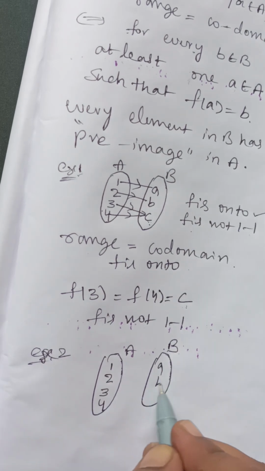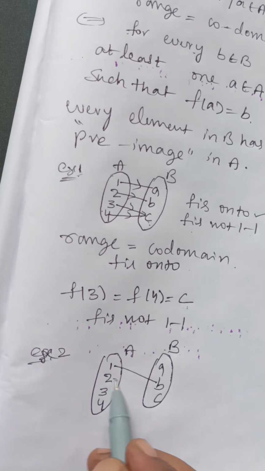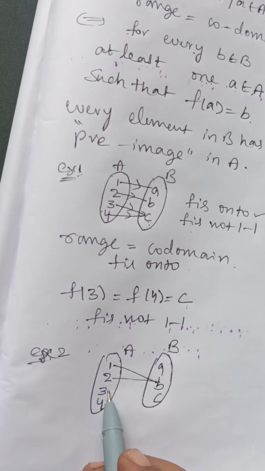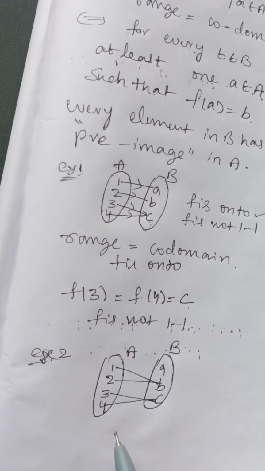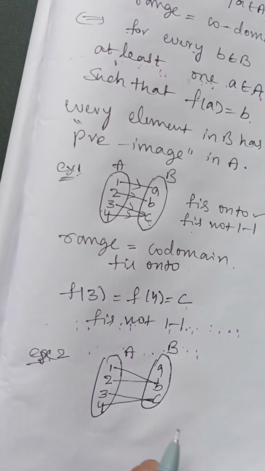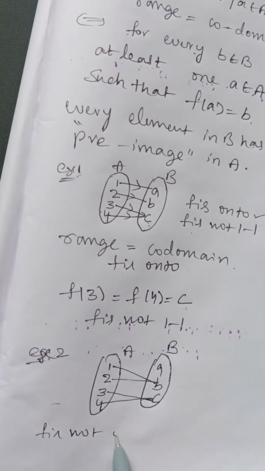Take two sets A and B. You take the same 1 2 3 4 and A B C. 1 is mapped to B and 2 is also mapped to B, 3 to C and 4 is also mapped to C. Here, is it 1-1 or onto?